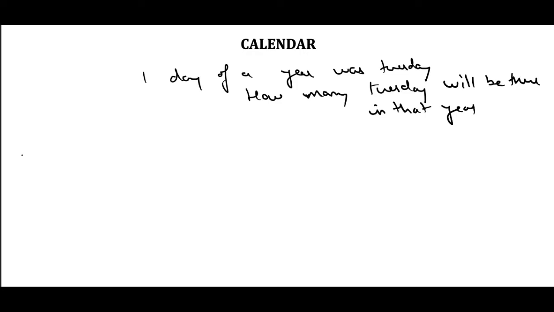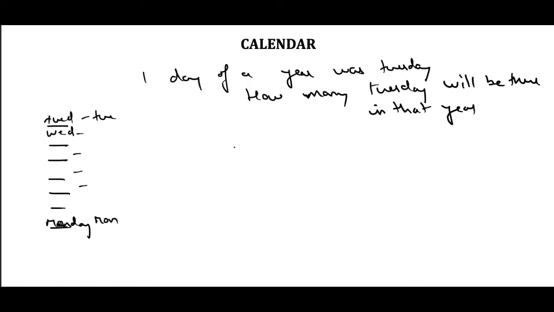The first day means 1st of Jan. Now let's assume the first week of a year, from 1st of Jan to 7th of Jan. If the first day was Tuesday, then 1, 2, 3, 4, 5, 6 and 7, so 7 days a week. The first week will start on Tuesday, so the last day will be Monday. Now we come to the second week. The second week again will start with Tuesday and end with Monday.